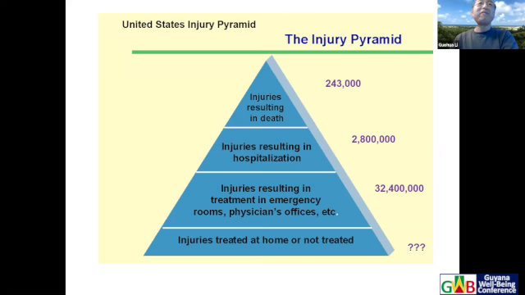And this is the well-known injury pyramid. Roughly speaking, when we talk about injury mortality, we're talking about really the tip of the iceberg, which accounts for less than 1% of the total injury morbidity. If we just look at injuries requiring medical attention or treated in the emergency department. And at the very bottom of the pyramid, injuries treated at home or not treated at all. We don't have any data on that or good data on that.